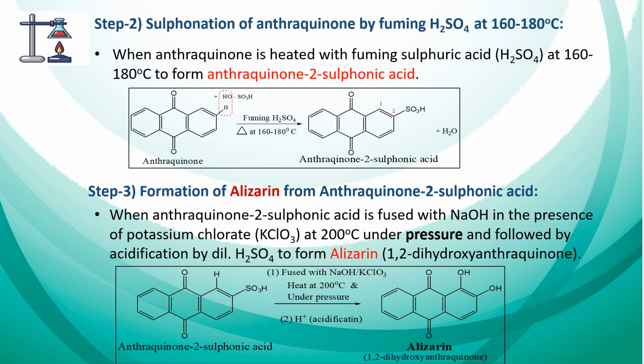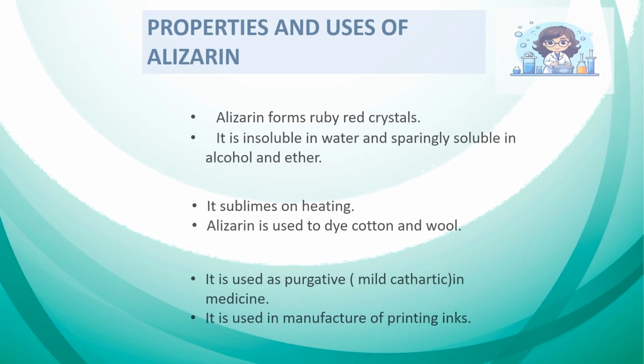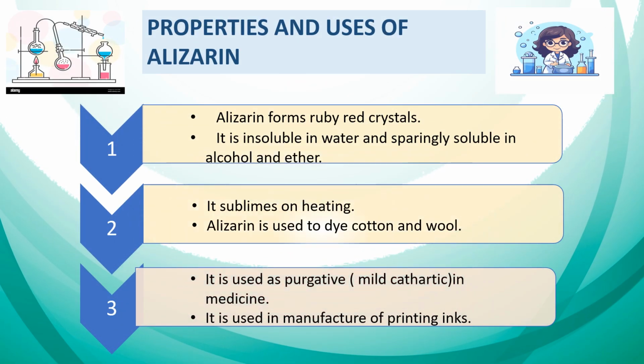Step 3 involves formation of alizarin from anthraquinone-2-sulfonic acid. When anthraquinone-2-sulfonic acid is fused with NaOH in the presence of potassium chlorate at 200 degrees Celsius under pressure, followed by acidification by dilute H2SO4, it forms alizarin, that is 1,2-dihydroxyanthraquinone. In this way, we can obtain alizarin. Here we can see some properties and uses of alizarin. Let's move to the next slide.